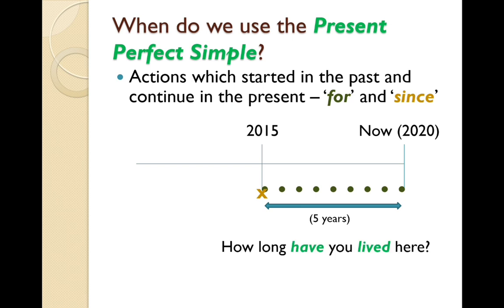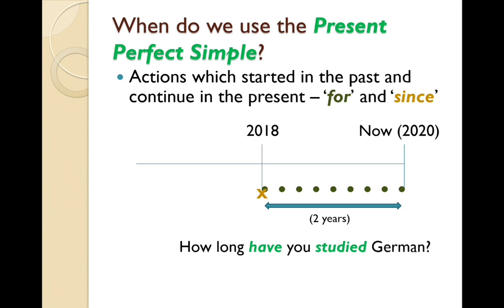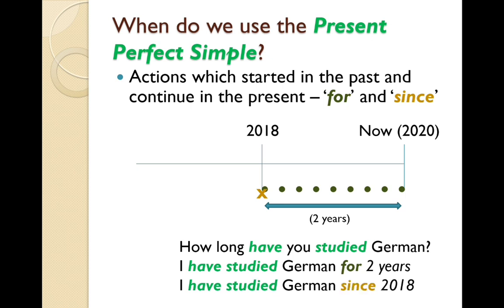How long have you lived here? I have lived here for 5 years. I have lived here since 2015. The information is exactly the same, it's just presented in a different way. How long have you studied German? I've studied German for 2 years. I've studied German since 2018. It's now 2020, so 2 years have passed since that time.